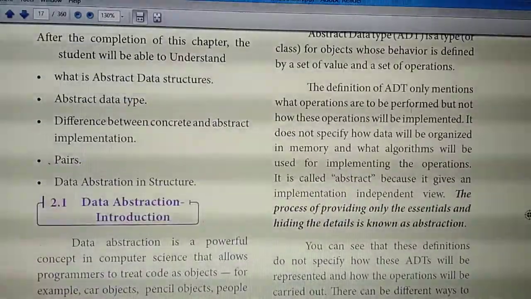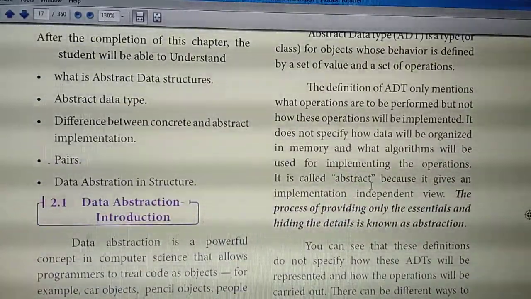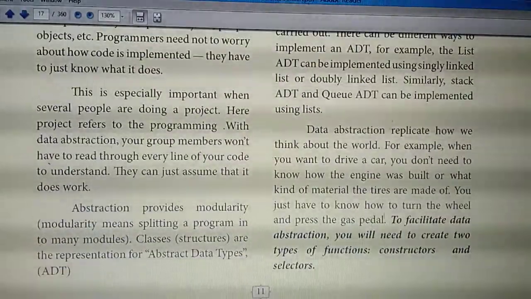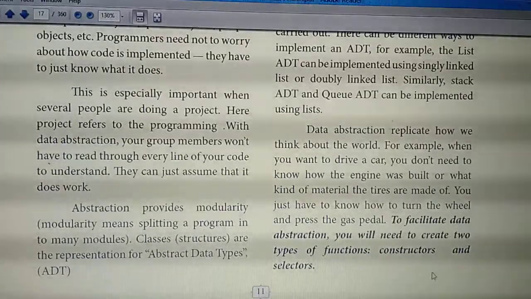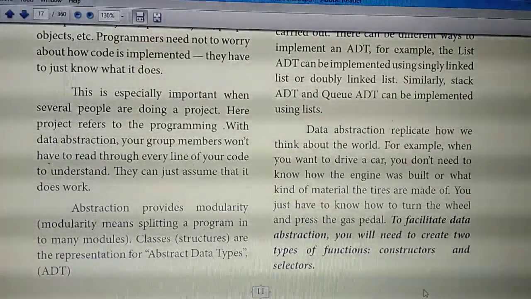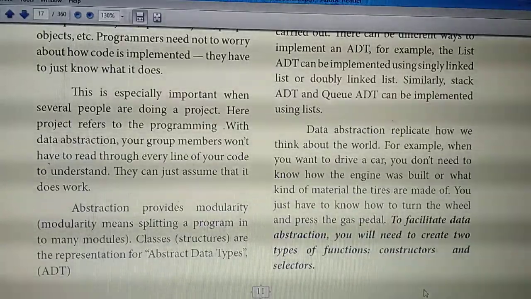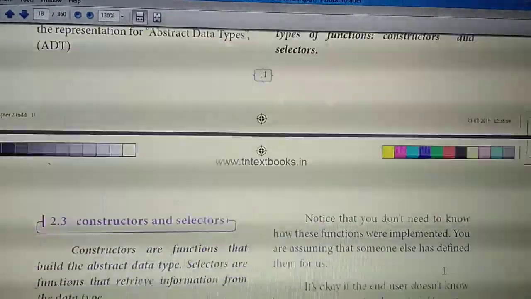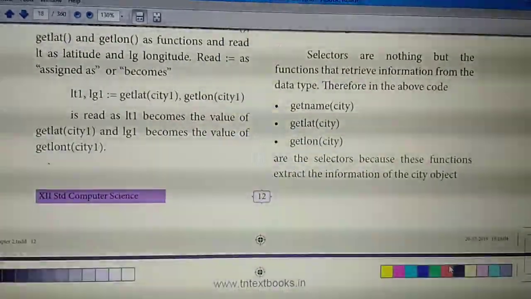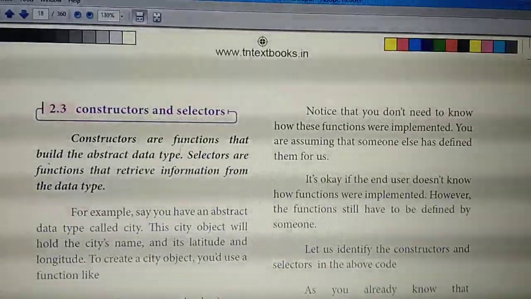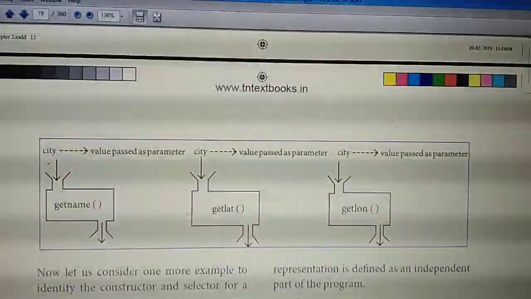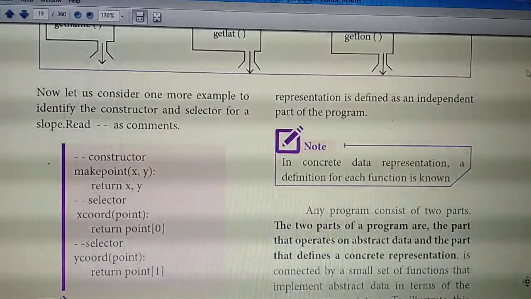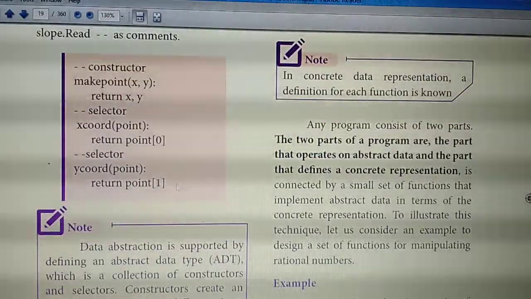Understand? First paragraph, the definition of ADT, this paragraph you need to write fully. Then the third paragraph from here: to facilitate data abstraction, you will need to create two types of functions, constructors and selectors. From here till page number 13 you should write fully: constructors and selectors, the example, everything, and the diagram, till the return point of 1.